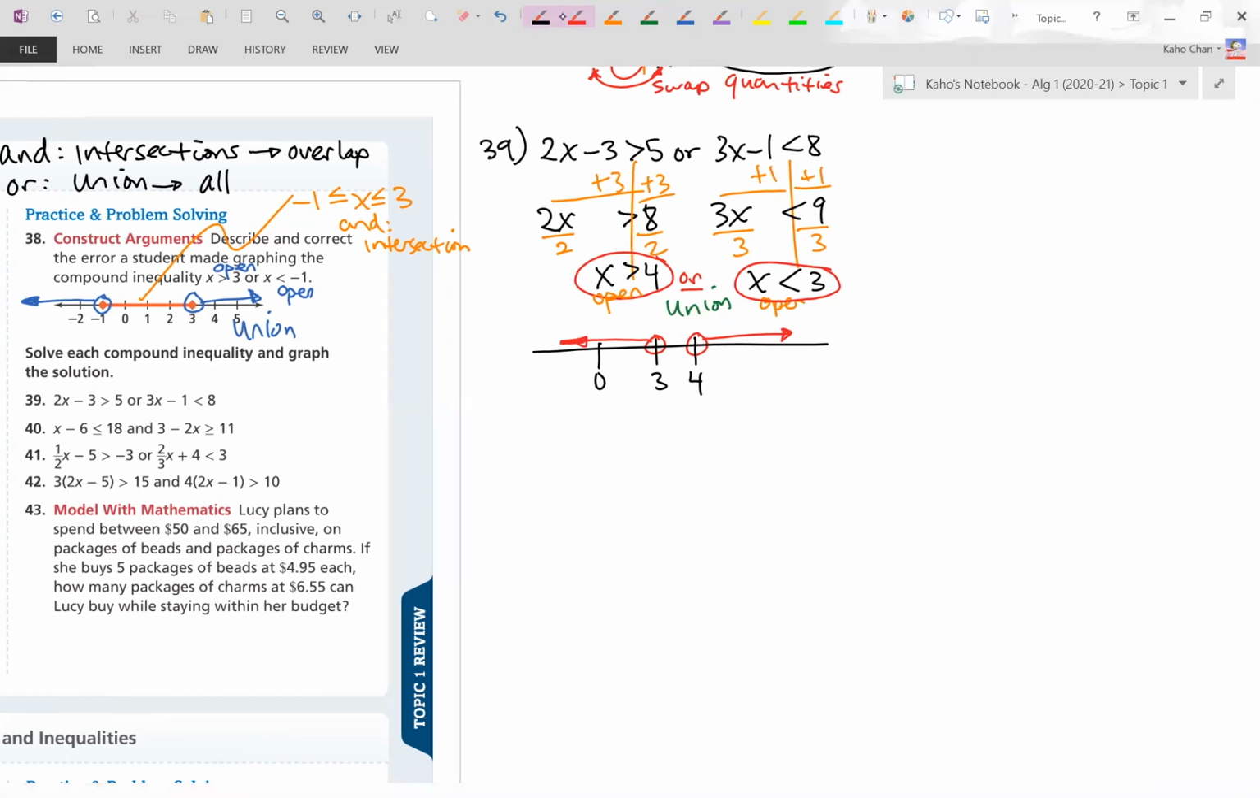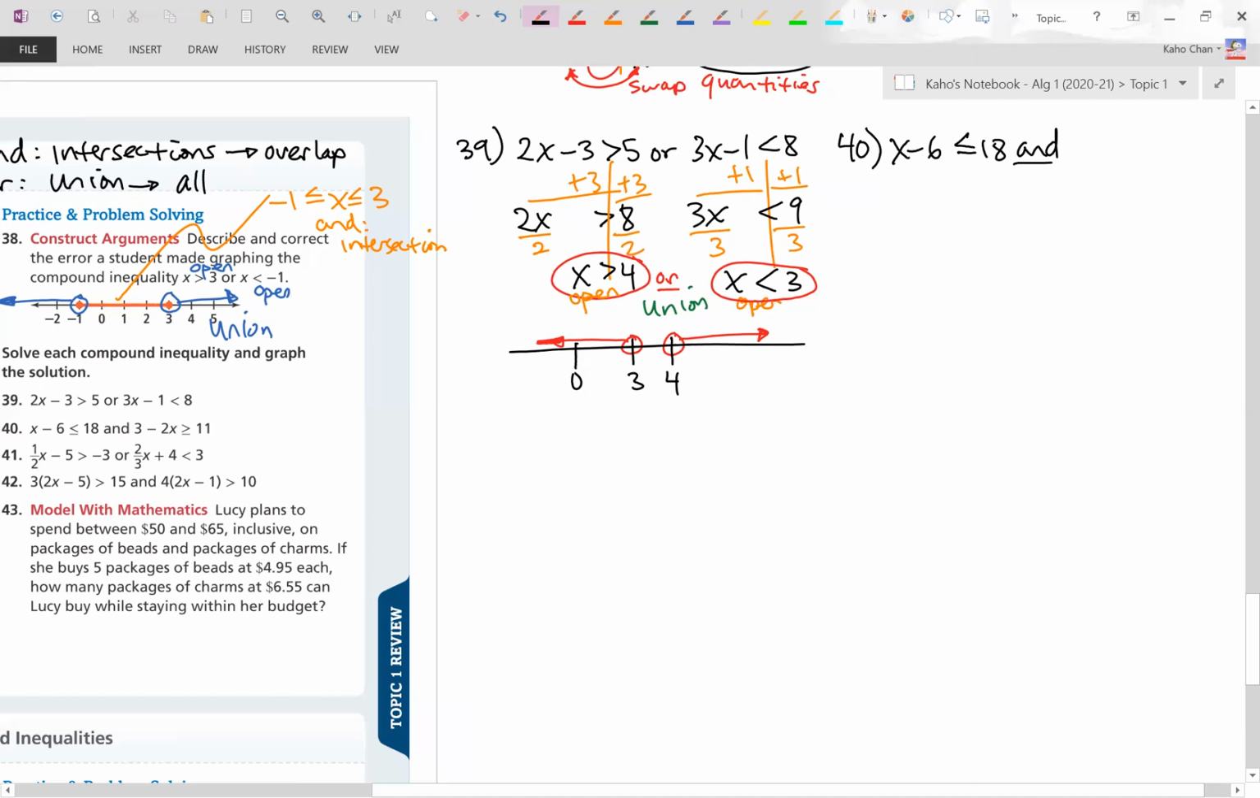I think we need to do one more. Let's do number 40. Maybe I'll change my mind. We'll see. X minus 6 is less than or equal to 18. And 3 minus 2x. Oh, we see a negative sign right there in front of the x. That's kind of worrisome. Is greater than or equal to 11. I'm a little worried. This might be a problem they did not intend. I already see a problem. We'll see how it goes.